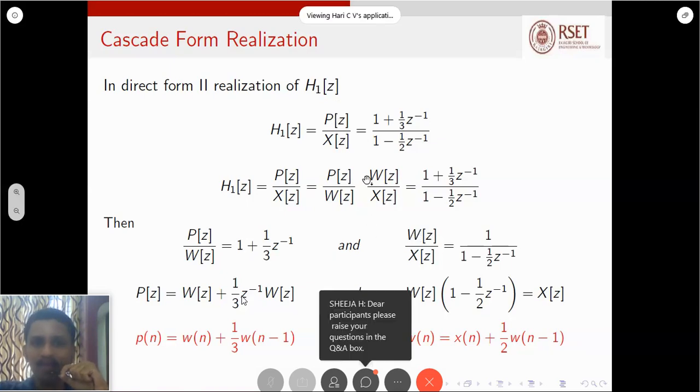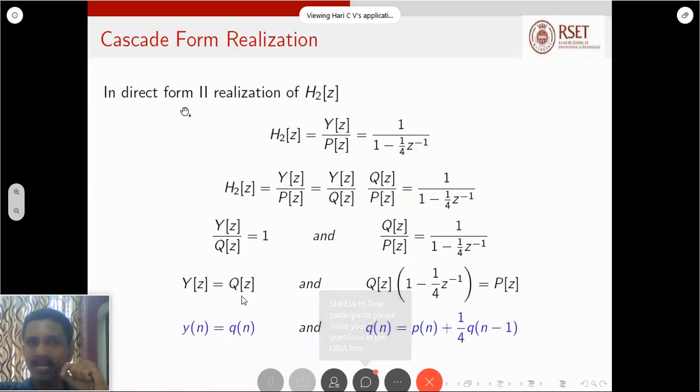Similarly, the direct form 2 realization of h2 of Z. The h2 of Z is equal to y of Z by p of Z. That is equal to 1 divided by 1 minus 1 by 4 Z inverse. Then write h2 of Z is equal to y of Z by p of Z. That can be split like this: y of Z by q of Z into q of Z by p of Z. That is equal to 1 divided by 1 minus 1 by 4 Z inverse.